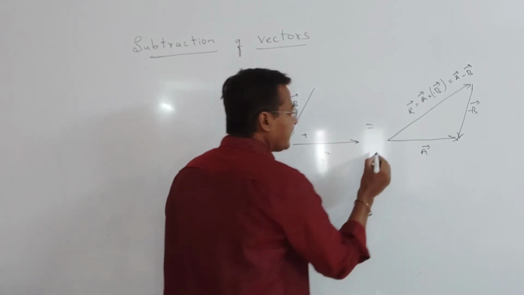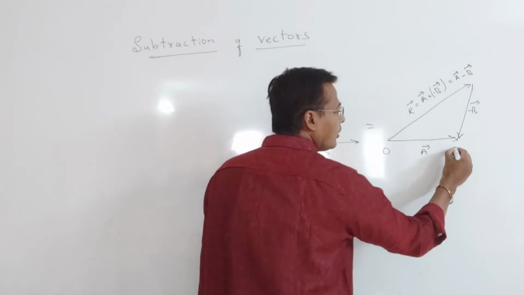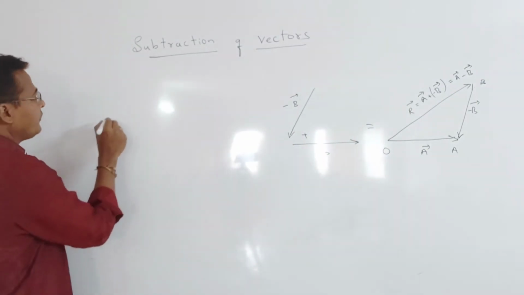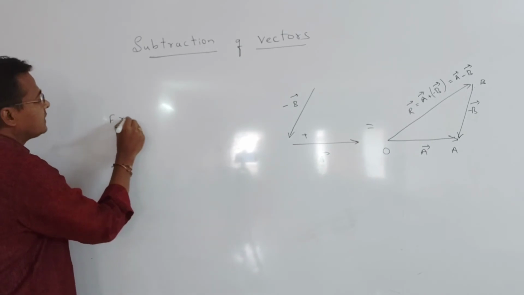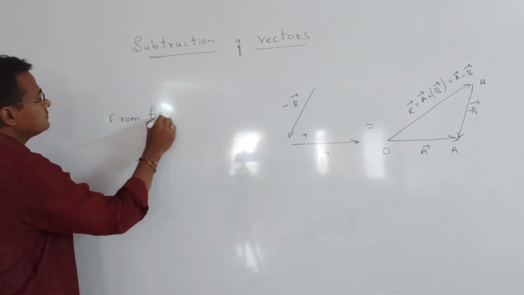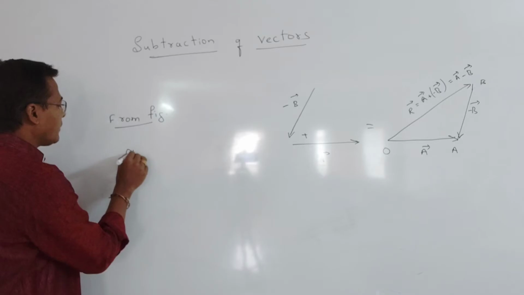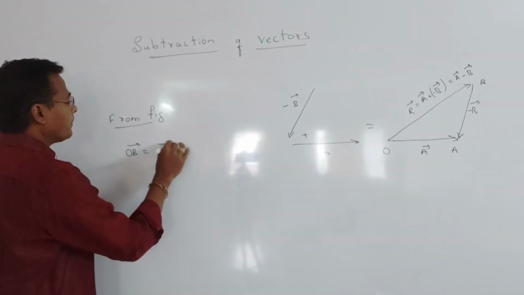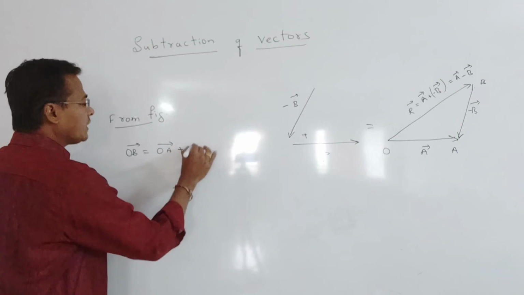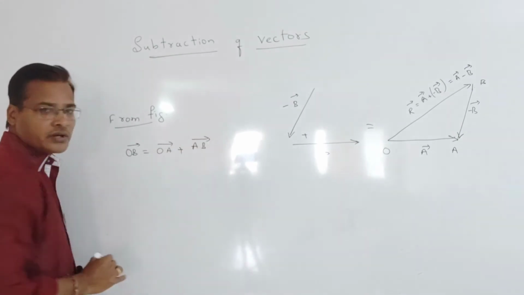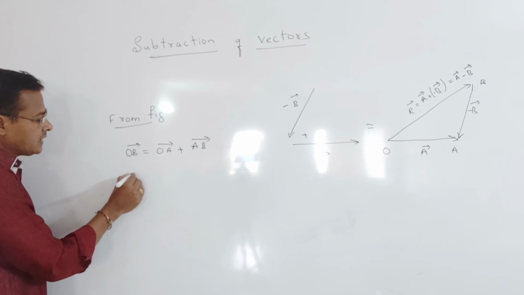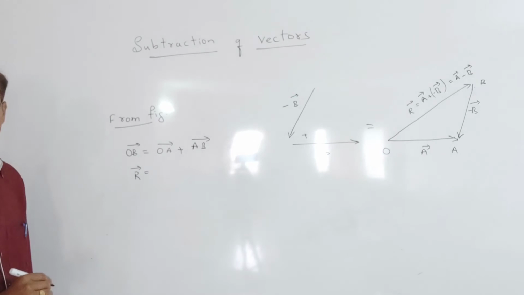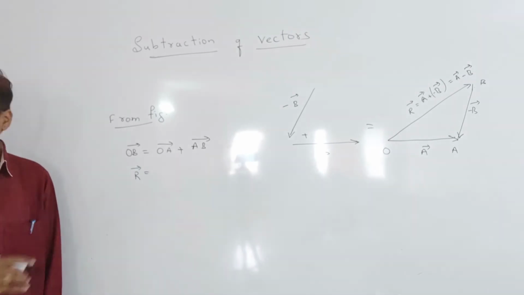So here we can take the triangle OAB. According to the figure, we are going to see that OB vector, that is the resultant vector, is equal to OA vector plus AB vector. OB vector is what we have taken as the R vector.